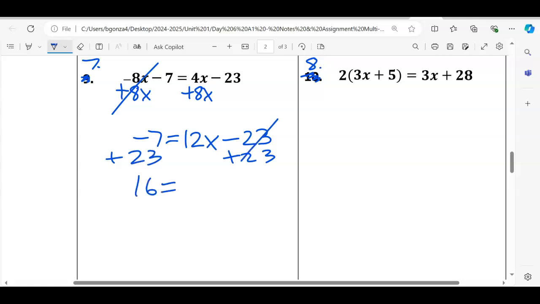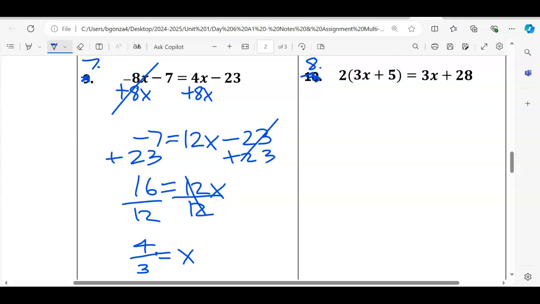We get 16 equals 12x. And then we divide to get rid of the coefficient. Divided by 12, divided by 12. All right, and we should get 4/3 equals x. Which is what, 1.3 repeating? Okay. All right, number 8, real quick.